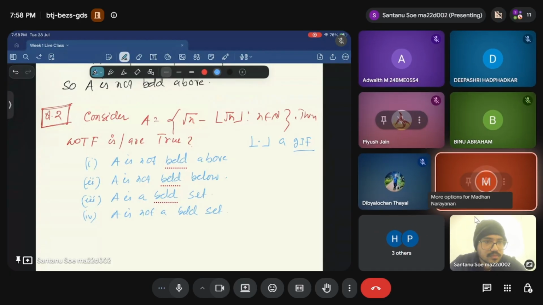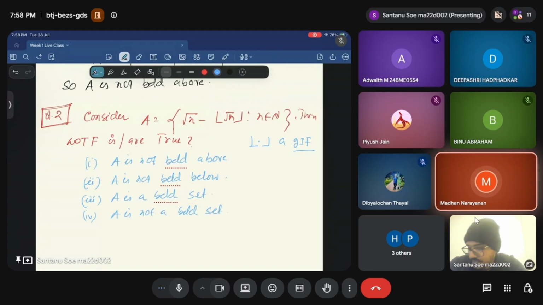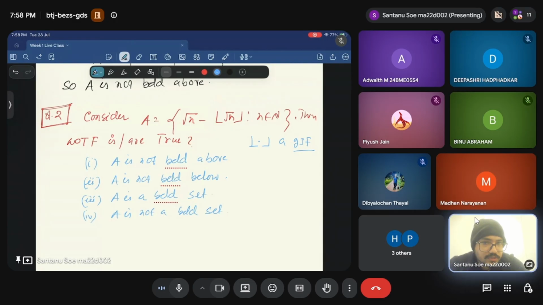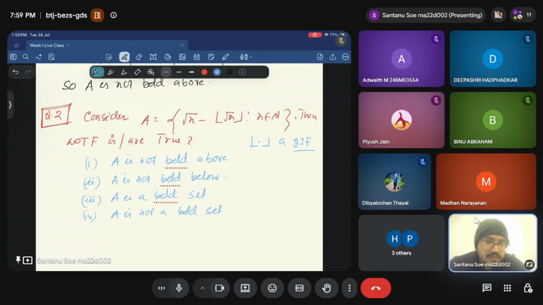So it is bounded both above and below. Now, why is that true? Because the difference is always between 0 and 1, since it's the fractional portion. The root of n minus the floor of root of n gives you the fraction. Yeah, I understand, but why is that always between 0 and 1? You are giving me the definition. I understand this is a known function called the fractional part function, and its range is always between 0 and 1, but why is that true?